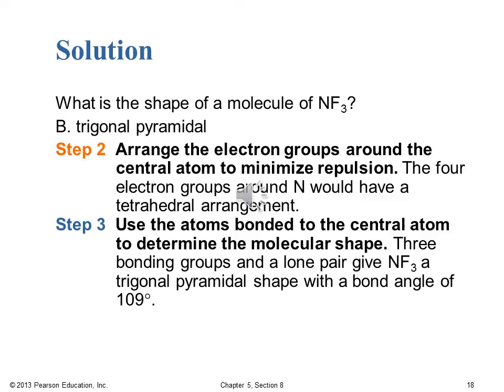Okay, so in our next step, we have 4 electron groups around a central atom, so we would expect a tetrahedral arrangement of those electron groups. So now we're ready to move on to step 3. Because one of those electron groups was a lone pair and the other 3 are bonding pairs, we would expect NF3 to have a trigonal pyramidal molecular geometry with a bond angle of somewhat less than 109 degrees.